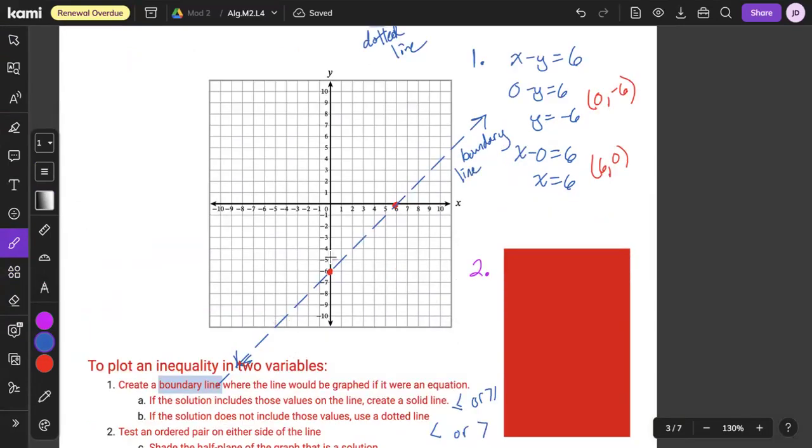So you draw a dotted line that goes through those 2 points. It would be a line for the equation x minus y equals 6, but it's dotted because it's a less than, and that is our boundary line. That tells us where the edge of our solutions will be.